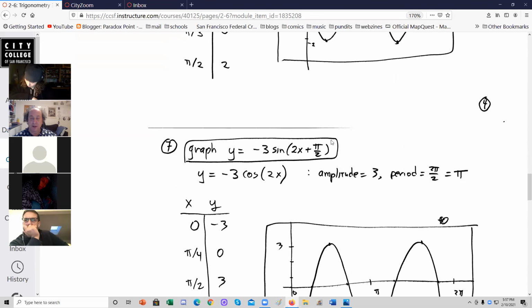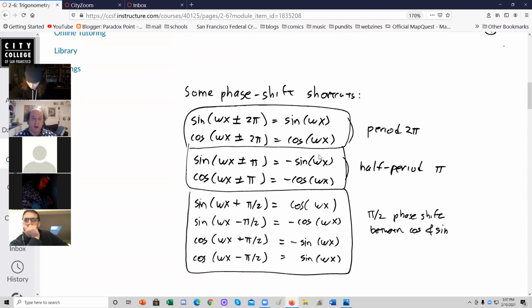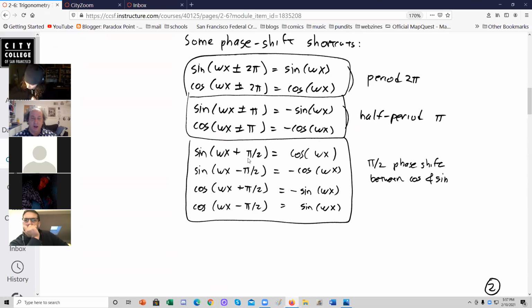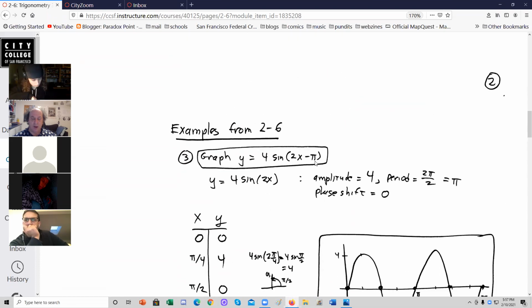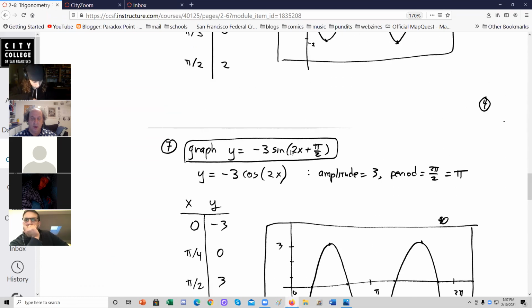Here we have y equals minus 3 sine of 2x plus pi over 2. Now let's make sure I got that right. Yes, sine of an angle plus pi over 2 is cosine of the angle. So this pi over 2 turns the sine into a cosine. So if y equals minus 3 cosine 2x, the amplitude is the absolute value of -3, which is positive 3. The period is 2 pi over 2, which is pi.